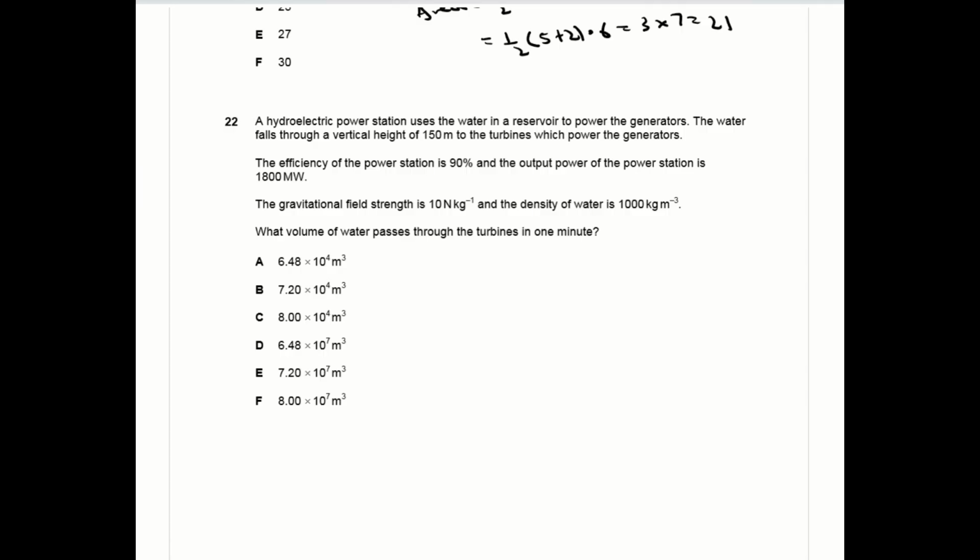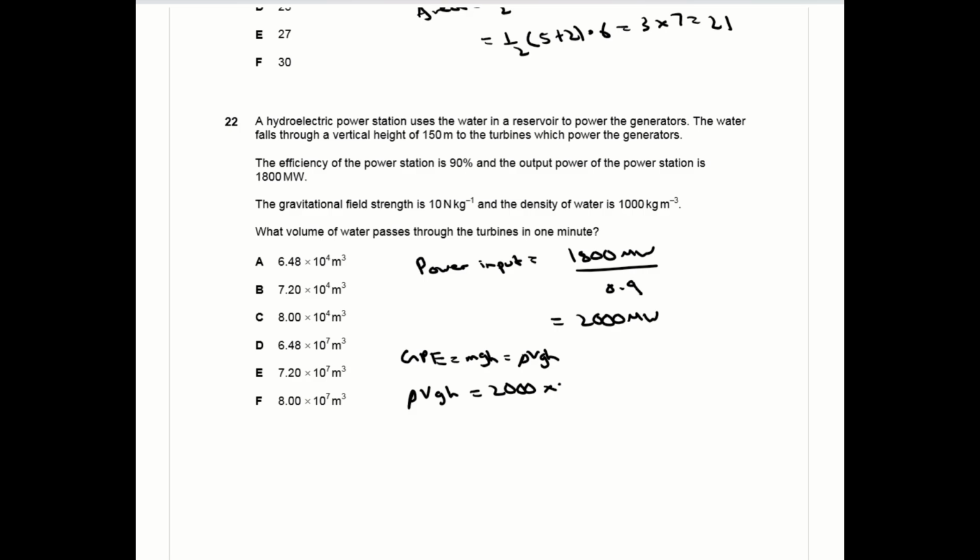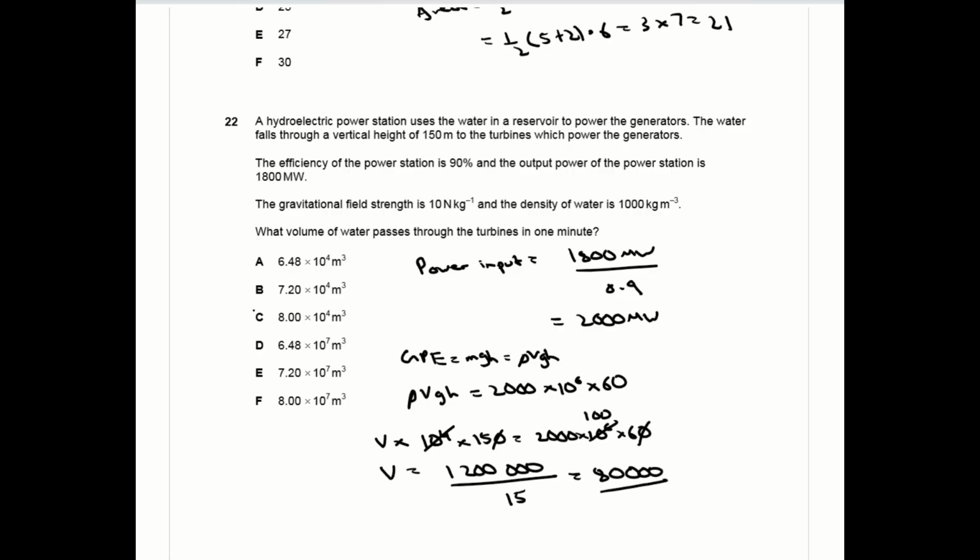For question 22, you're given the output power, and you can divide this by the efficiency of 90% to get the input power, which is 2000 megawatts. In 1 minute, this means that the energy inputted is 2000 times 10 to the 6 times 60. And this all comes from the GPE store of the water that's passing through the turbines. So you can equate the GPE of the water, which is rho g h times volume, to the input power, which is 2000 megawatts times 60 seconds. And you can rearrange this to find the volume of water passing through in 1 minute as 80,000 meters cubed.